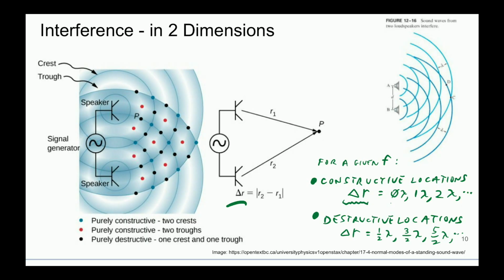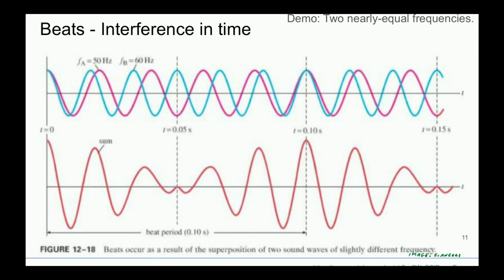There's other locations that will be destructive interference, and the condition for that is your delta R has to be 1/2 a lambda, or 3/2 lambda, or 5/2. If you do the analysis, you'll see why this must be true. So that is interference in 2 dimensions. Next, I want to start thinking about time.